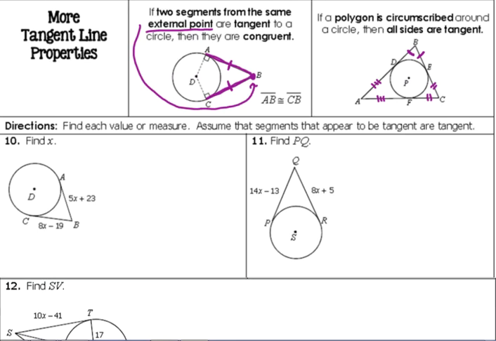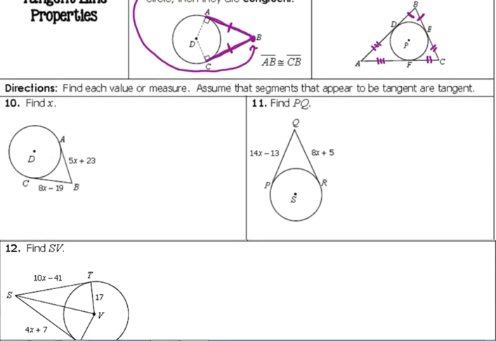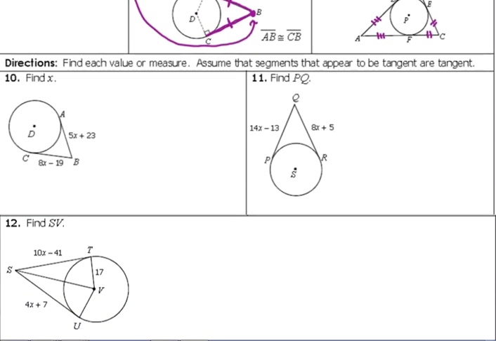All right, so let's use these properties. It says in the directions, find each value or measure, assume that segments that appear to be tangent are tangent. So if it looks like it just touches the circle in one point, then it just touches the circle in one point, and it does form a right angle.